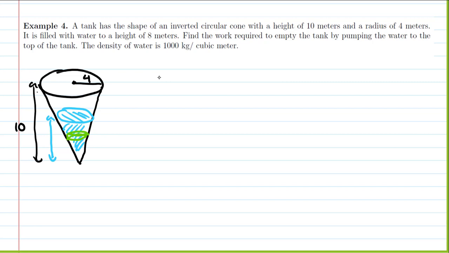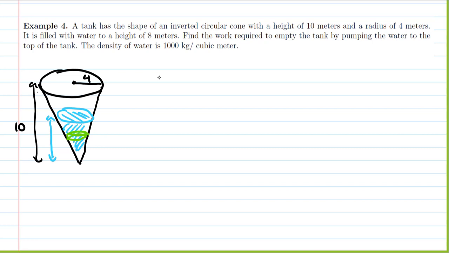At the very top, the radius is 4. Down here, the radius is much less than 4. And in fact, at every height, the radius is going to be different. So in order for us to find what we're looking for, we need to figure out a formula that relates the radius to something else. So there are several ways to do this.